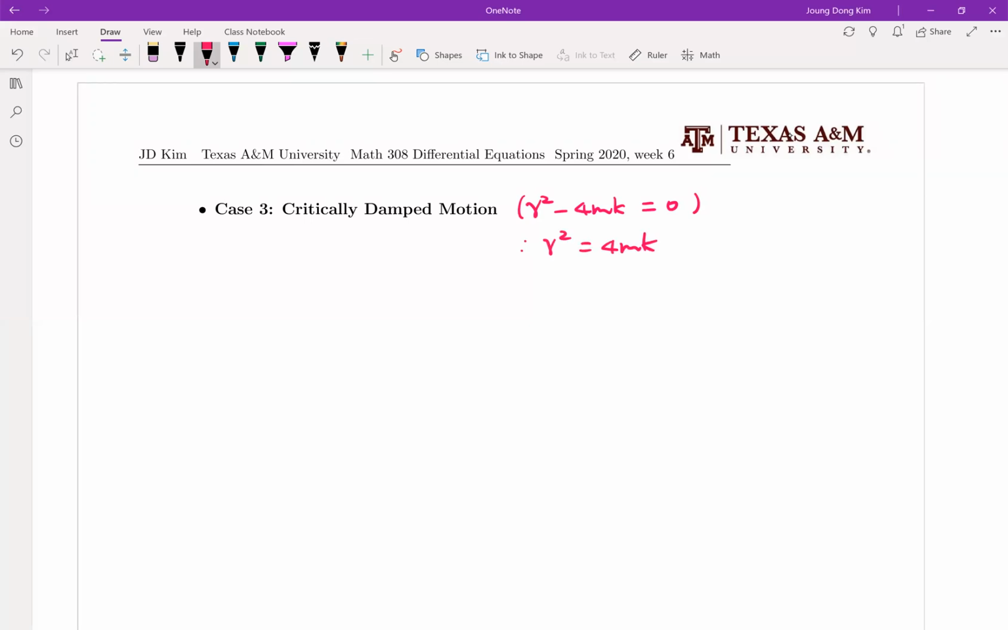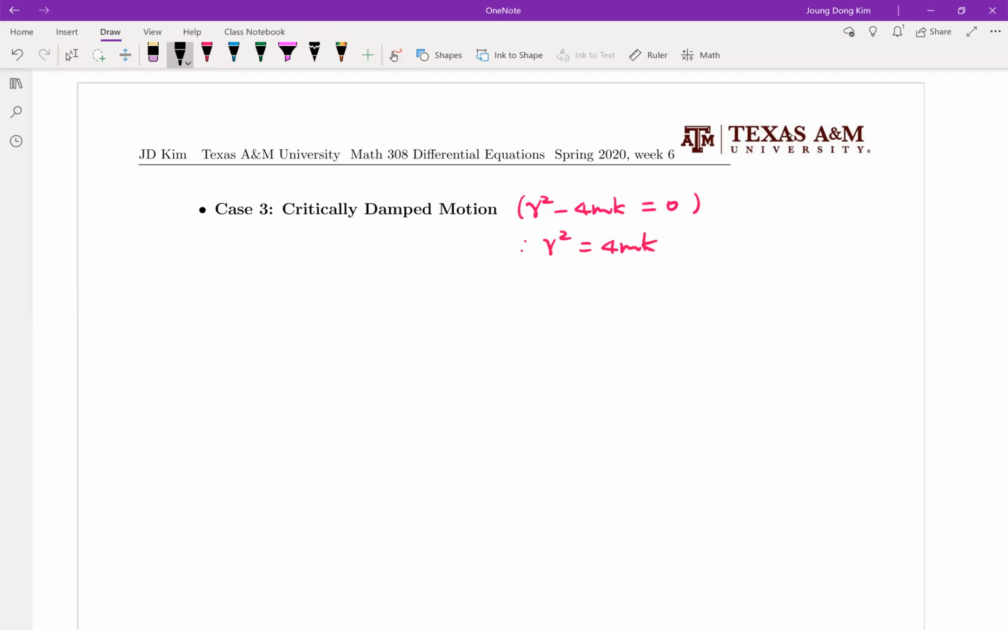Let me tell you the conclusion first, okay? The critically damped motion is also non-oscillating motion. But this is the critical point between oscillating and non-oscillating. So let me talk about the details of this. Since gamma squared is equal to 4mk, in other words, there is no plus-minus term.